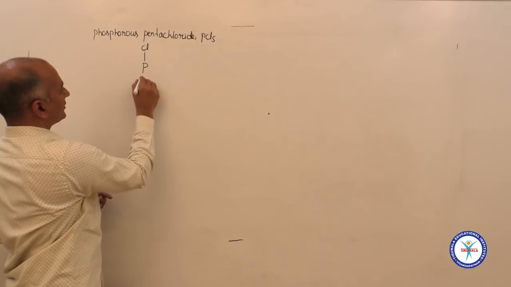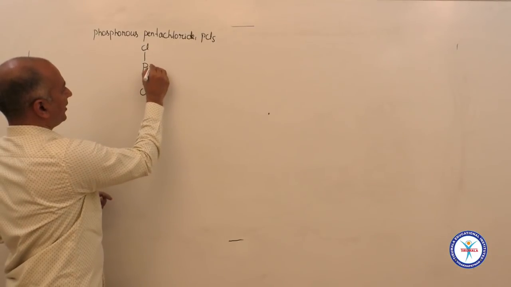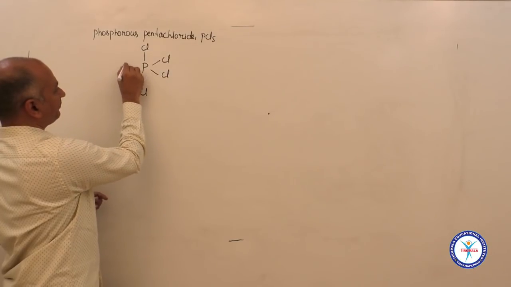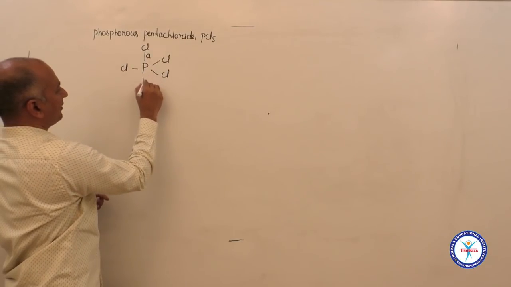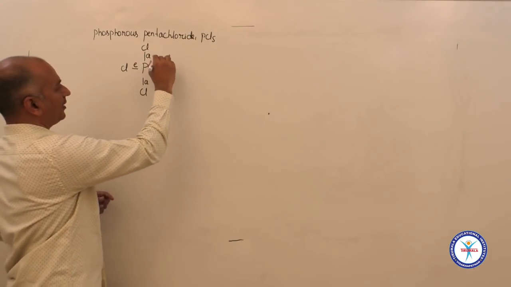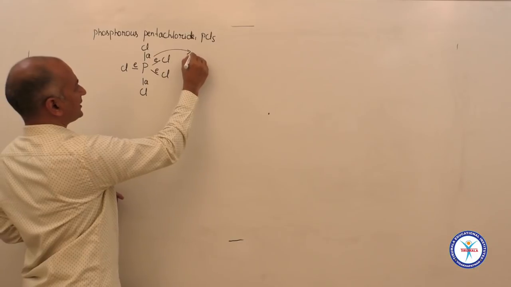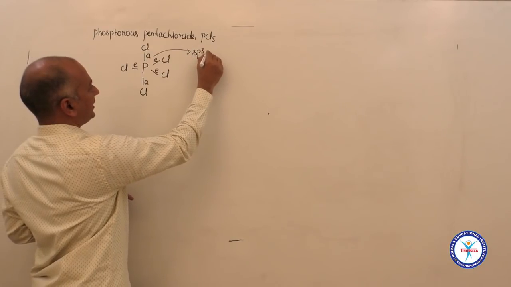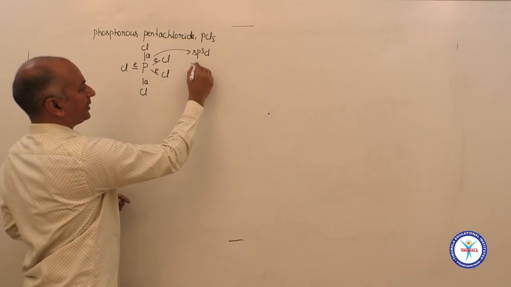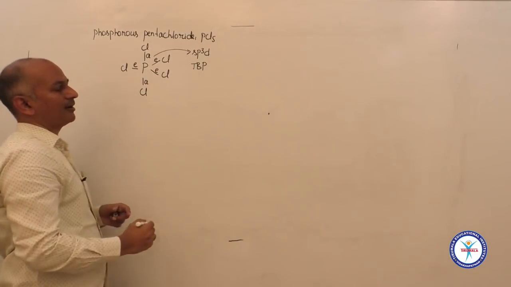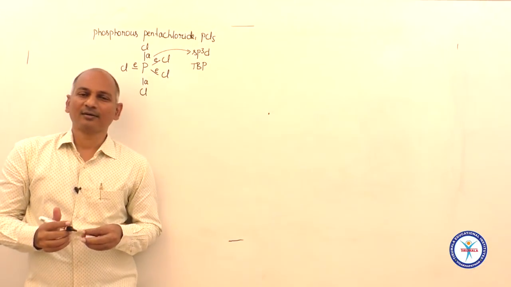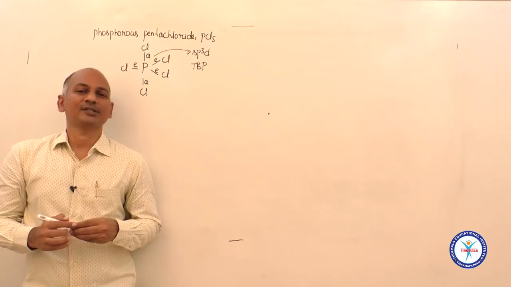Two axial bonds and three equatorial bonds. These two are axial and these three are equatorial. And hybridization of phosphorus is sp3d. Trigonal bipyramidal structure. And all of you try to recall why axial bonds are longer than equatorial bonds.